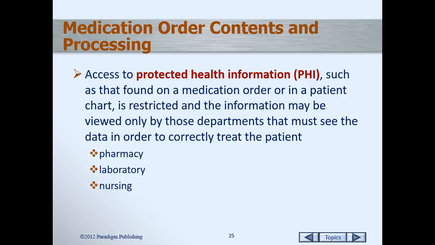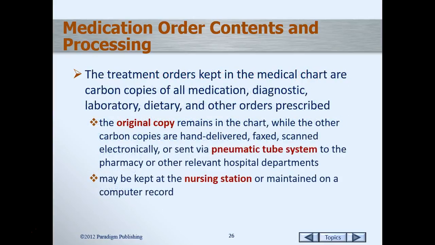So as I was just stating, access to the protected health information, things like the medication order in the chart, is restricted, and information may be viewed only by the departments that must see the data. So that includes people like pharmacy, lab, nursing, physicians. It could even be physical therapy, respiratory. So there may be other departments that will be accessing that information.